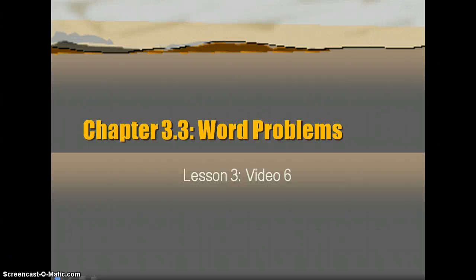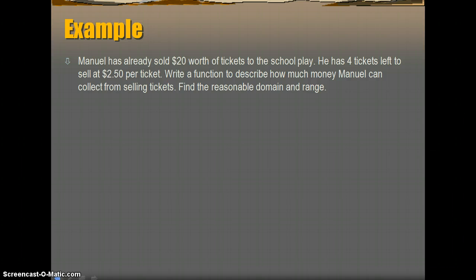So this is Chapter 3, Section 3, Word Problems, Lesson 3, Video 6. The example reads, Manuel has already sold $20 worth of tickets to the school play. He has 4 tickets left to sell at $2.50 per ticket. Write a function to describe how much money Manuel can collect from selling tickets. Find the reasonable domain and range.